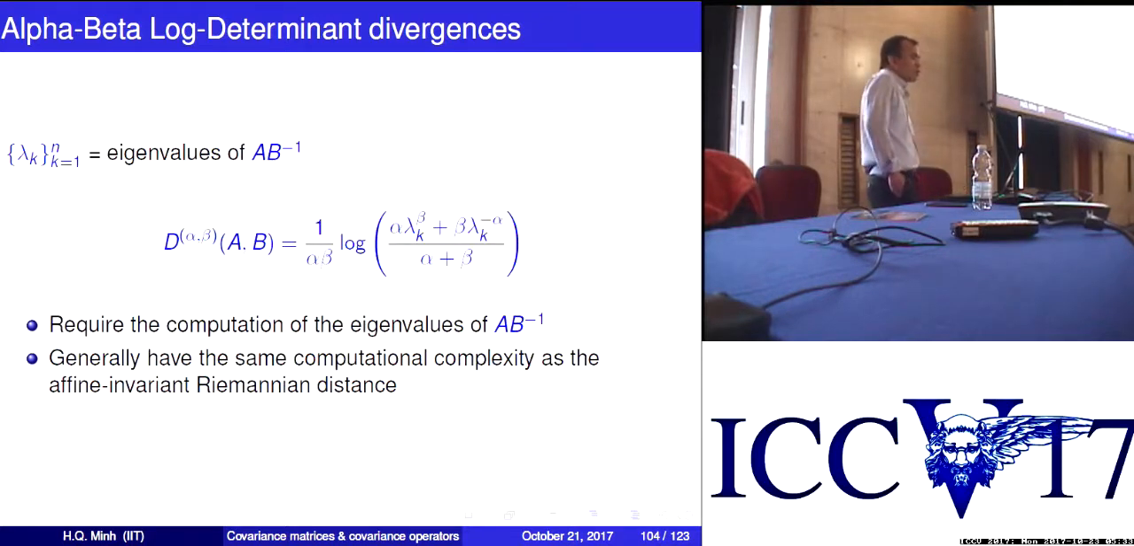So in order to compute this distance, in general, we need to compute the eigenvalues of AB inverse. So it takes time O(n^3), so it has the same computational complexity as the affine invariant Riemannian distance. So it's also an expensive divergence to compute. But it's a very general divergence.